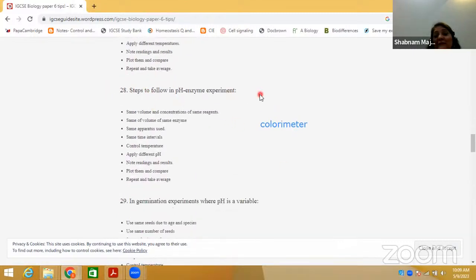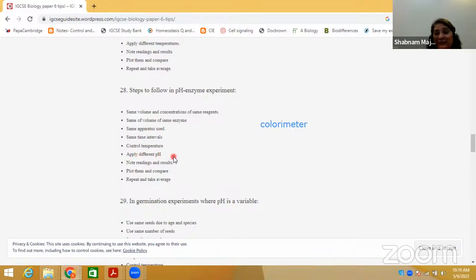Steps to follow in a pH enzyme experiment: keep the same temperature, the same volume and concentration of the same reagent, the same volume of the same enzyme, the same apparatus, and the same time interval. Control the temperature with a water bath or thermostatically controlled temperature.